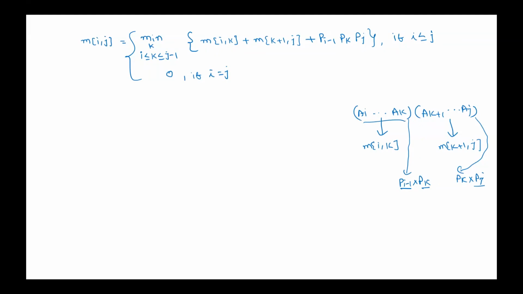But we don't know what value k takes. That means k can take any value from i to j minus 1. Is it clear or any doubt? Is there any doubt in this? What is the actual answer to the given problem? M1,n is the actual answer.